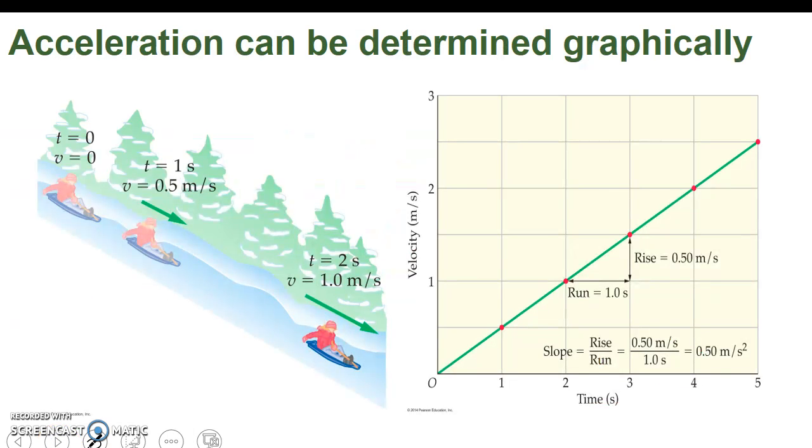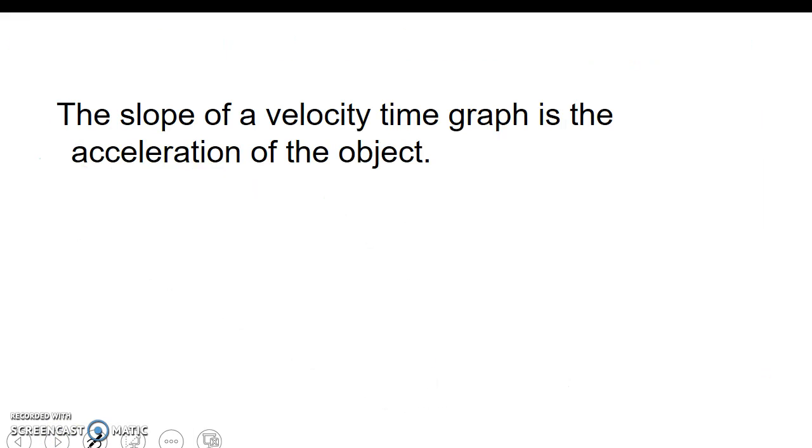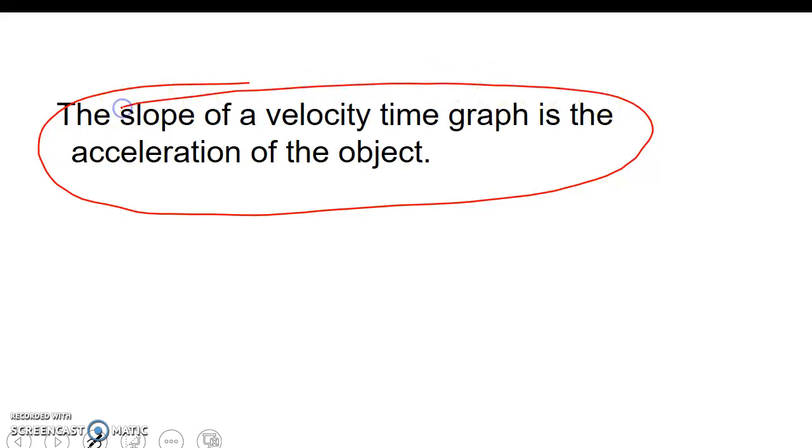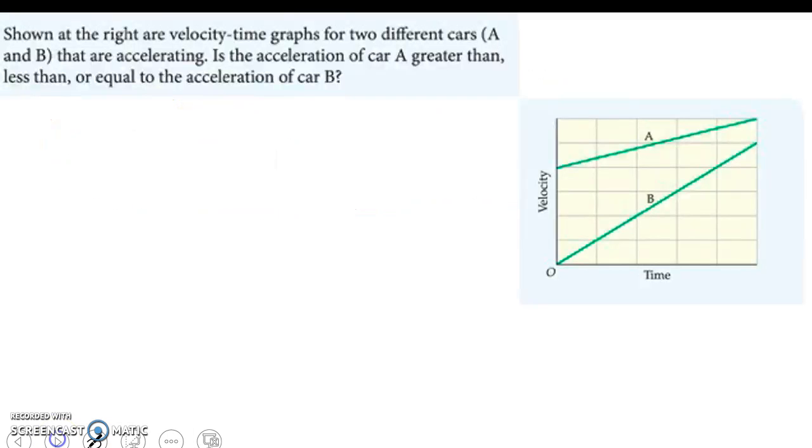We determine it graphically. If we have a velocity time graph, right here, the slope is our acceleration. I repeat that. The slope of a velocity time graph is the acceleration.